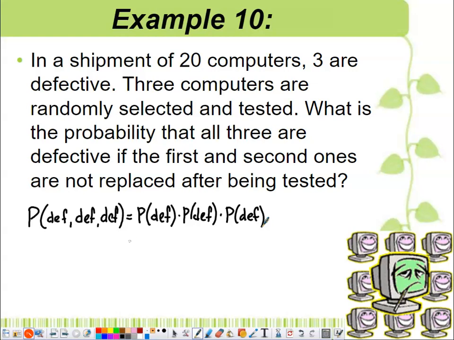Okay, so let's do it. The first time, we have 20 computers. 3 of them are defective. The second time, we have one less computer to select from. We also have 1 less defective computer, so we have 2. And the last one, we have 18 computers to select from, and we have 1.